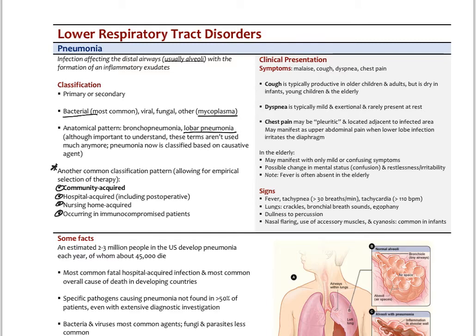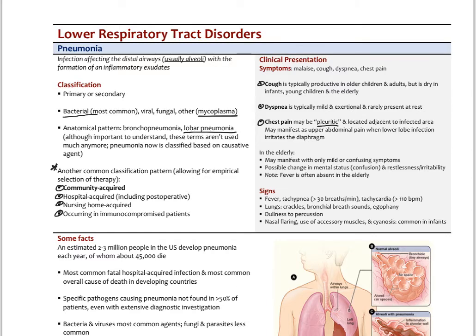The classic symptoms of pneumonia will be cough, dyspnea, and chest pain. So typically it's going to be a productive cough in older children and adults, but in younger kids it's going to be dry, and also in the elderly, very dry and productive. Dyspnea typically is mild and exertional, and it's rarely present at rest. So it's just when you get up and move around, you have dyspnea. And then chest pain can be pleuritic, can be located adjacent to the infected area in the lung, and it can actually manifest as upper abdominal pain when the lower lobe is infected and irritates the diaphragm.